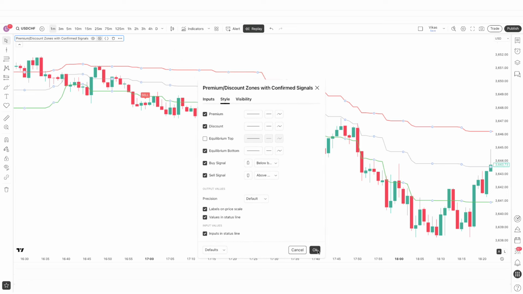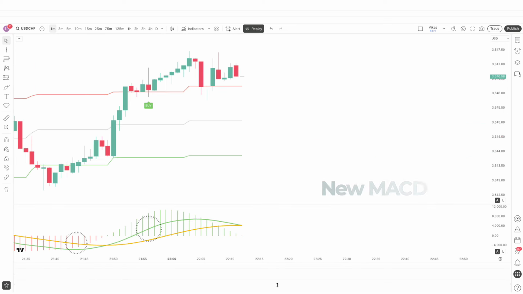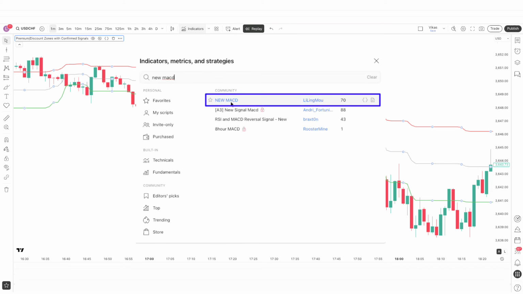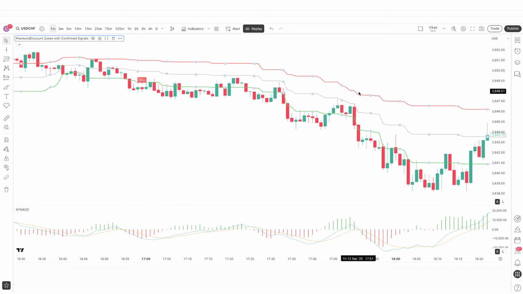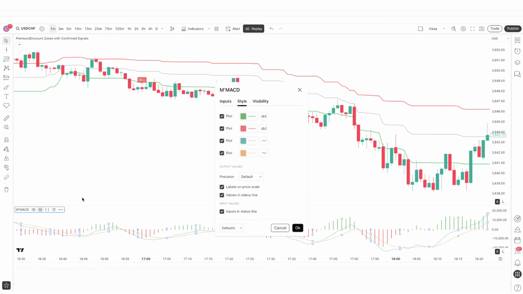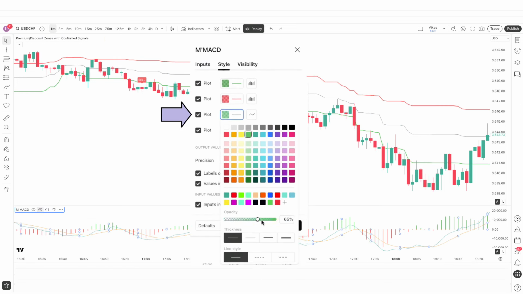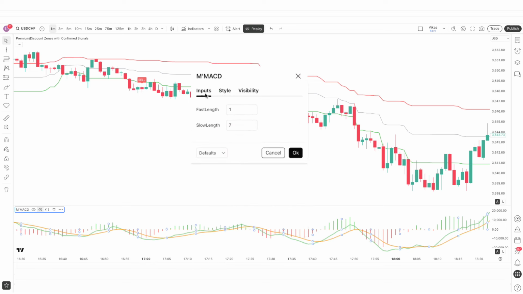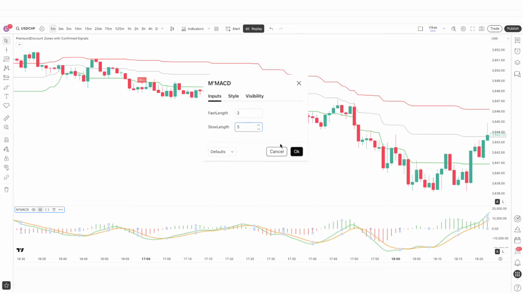After that, we have to apply another indicator on the chart. The orange and green line indicator we see in the chart is called the New MACD indicator. We will search New MACD indicator in the search box of Tradingview. After that, we have to click on New MACD option, in which we have to change some setting. We need to change the color of this option and increase its thickness. We need to increase its thickness this option. We have to change this fast length option from 1 to 2. Change this slow length option from 7 to 5. Now our setup is ready.